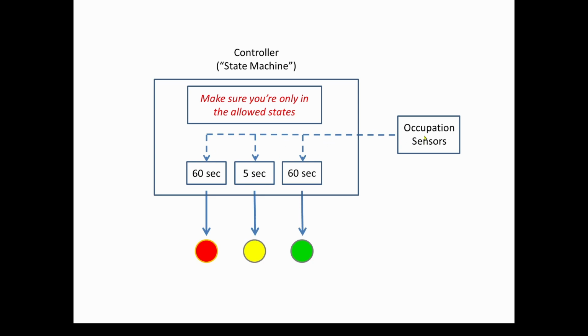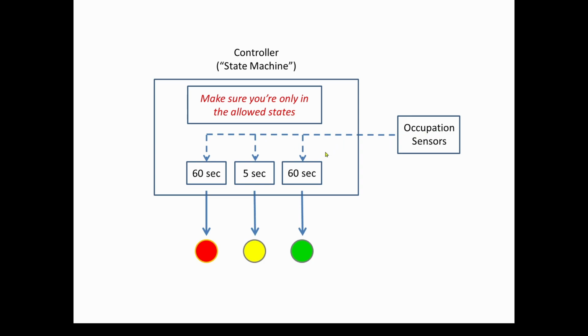And we also talked about how there might be input information that will affect the logic. So for example, if there's occupation sensors that say, hey, there's no traffic on these vertical roads, so we don't need to change the lights. We can just let the horizontal traffic run until we get some vertical traffic. And basically our state machine controller is going to make sure that we're in the correct states for the correct amount of time, taking into account any external information like occupation sensors.